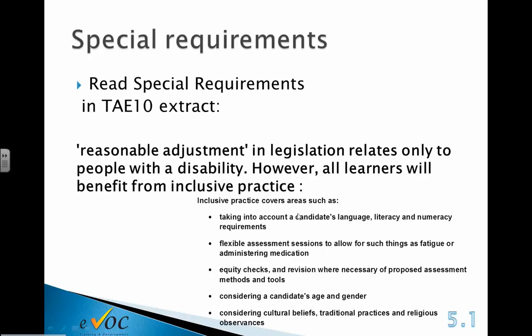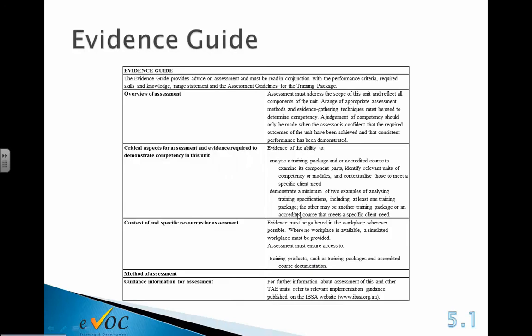Now 5.2, the final performance criterion for you, is to determine any special requirements for assessment or reasonable adjustment to suit the client's needs. So I'll just flick up here for a minute. Now there is nothing within this evidence guide that points specifically to special requirements.